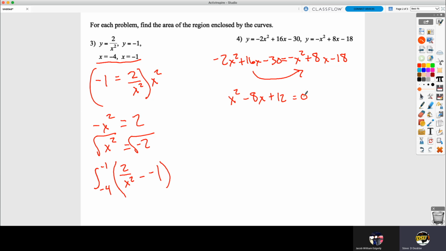Quadratic formula, you can factor it if you can. This one you can. This turns into x minus 6 and x minus 2. But quadratic formula works for it too. So x equals 2 and 6. Those are our restrictions here. So then we are going, now does it matter which way we go? First one minus the second or second minus the first? The order of that doesn't matter at all.